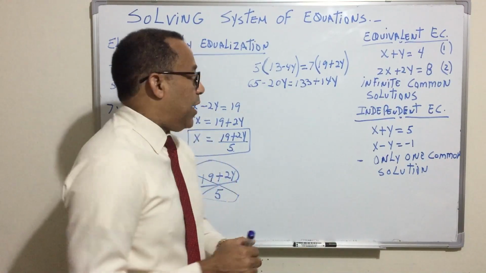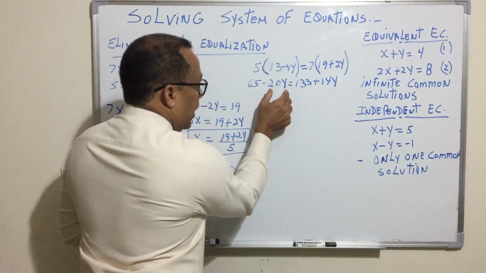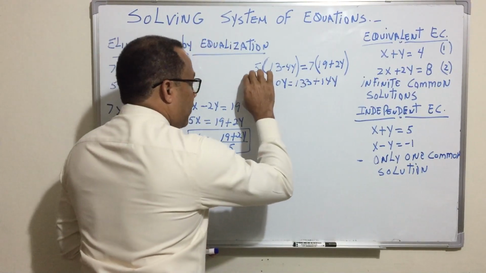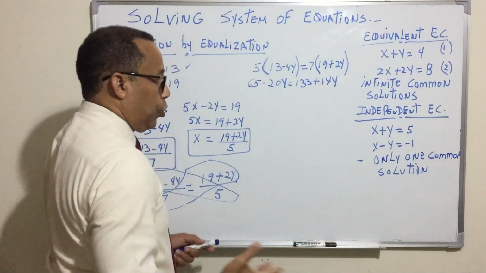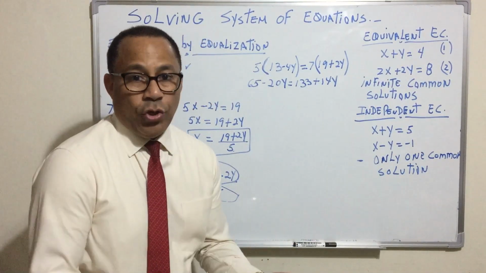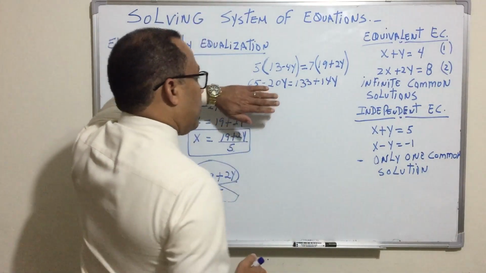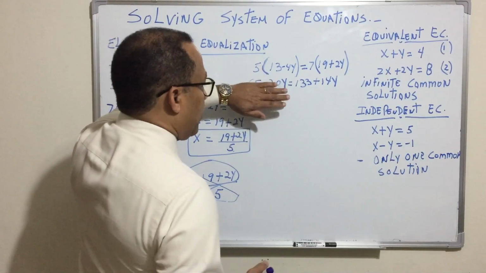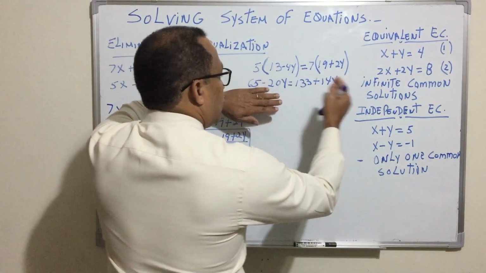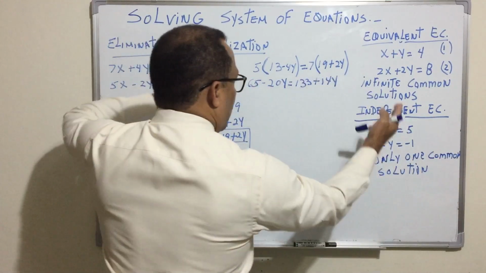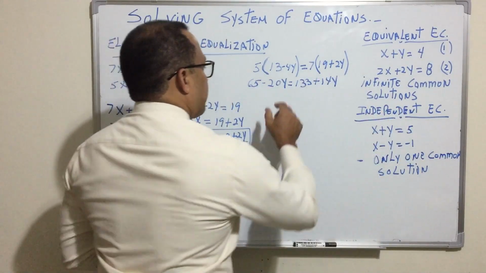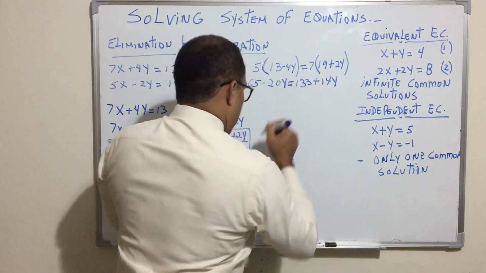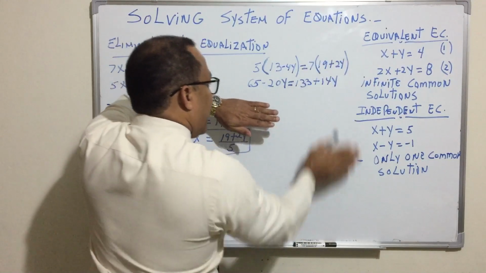Let me remind you that the like terms are these two, negative 20y and 14y, and 65 and 133, the numbers. So it's my choice: I'm going to put the coefficients with the variables on the left, and then I'll put the numbers with no variables on the right. So this is the left side of the equation, and this is the right side.